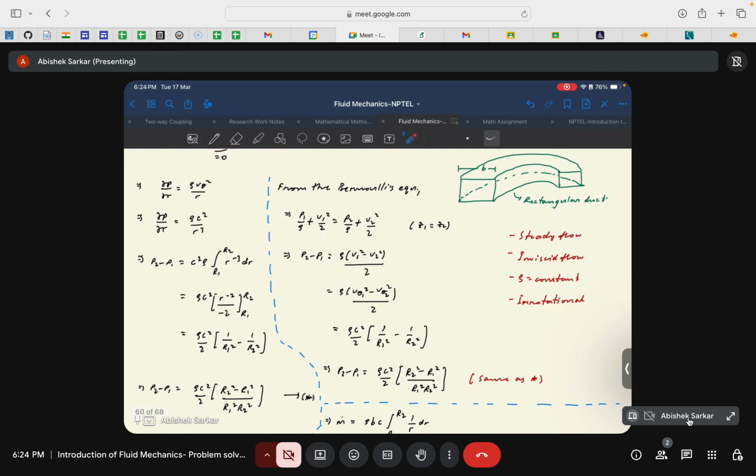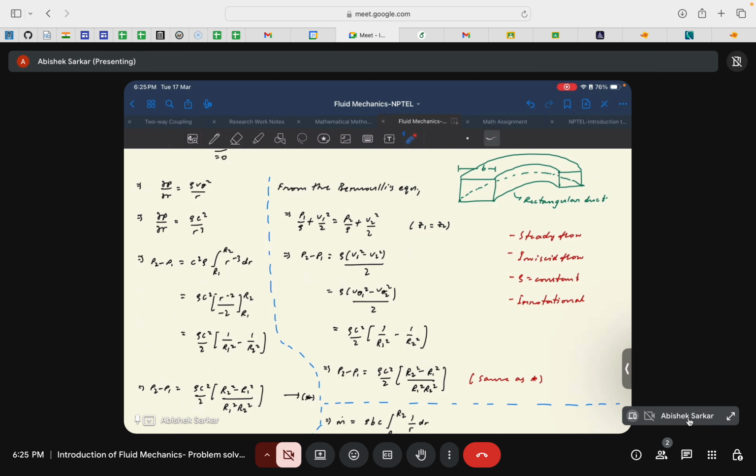Since now all the 4 conditions are satisfied, the flow is steady, inviscid, density is constant and irrotational, you can easily apply Bernoulli's equation. No harm in doing that. Considering that your duct is placed like this, where point 1 and point 2 are on the same horizontal level, Z1 is equal to Z2, so it can be cancelled from both sides. So we will have P1 by rho plus V1 square by 2 is equal to P2 by rho plus V2 square by 2.